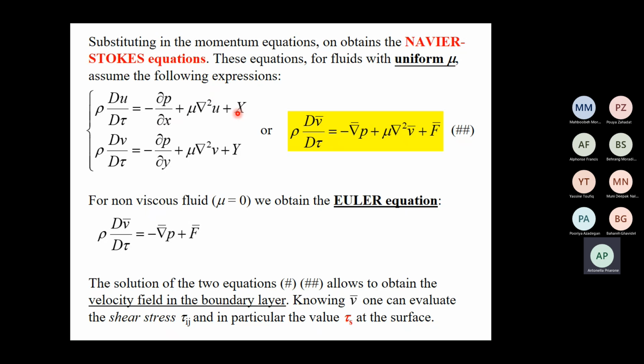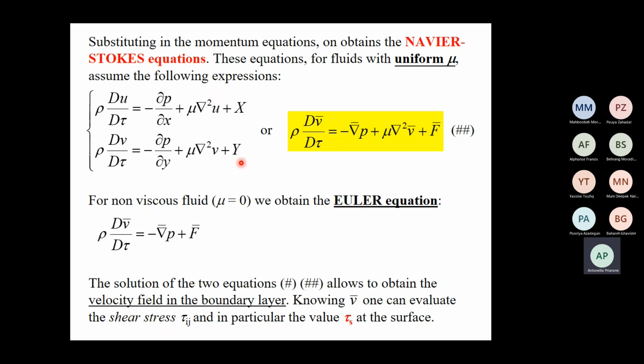We will obtain a different expression for forced convection and for natural convection. This one is the general case for convection, including also the body forces. When we analyze the case of forced convection, we will neglect the body forces. This one is for the general case. Similarly for the y direction.